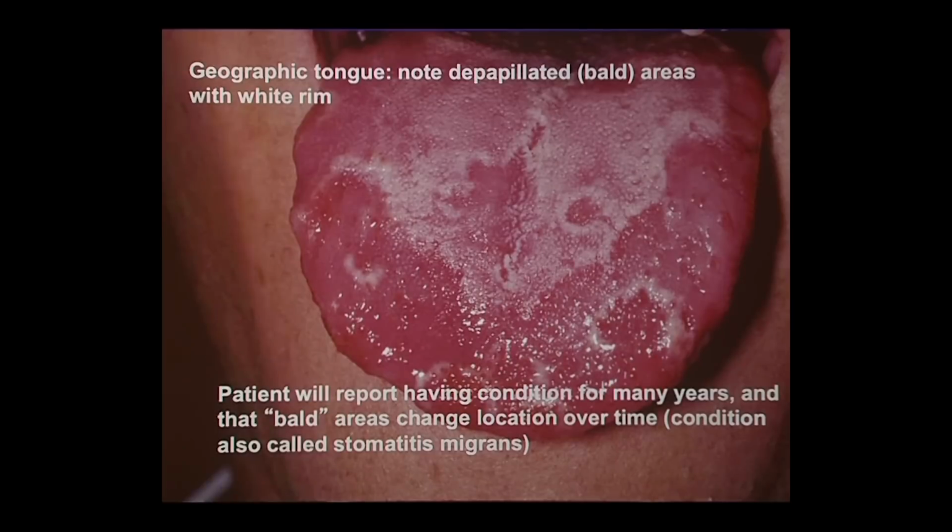So this is an example of a geographic tongue. Again, if the patient's never really looked at their tongue and they've never noticed this, and all of a sudden they look and they see this, they often panic thinking, oh, there's something really wrong with my tongue. But that's just the way that person's tongue looks. And actually, that's kind of the way the tongue will always look. It can be more or less pronounced.